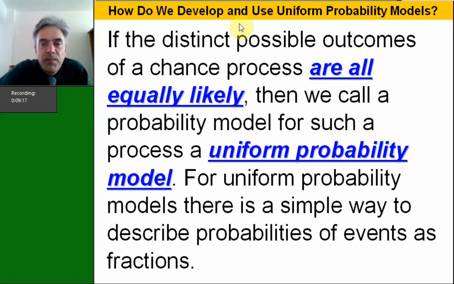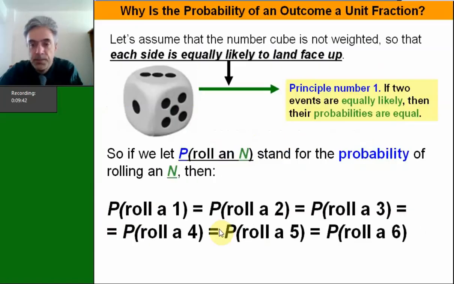So how do we develop and use uniform probability models? If the distinct possible outcomes of a chance process are all equally likely, then we call the probability model for such a process a uniform probability model. For a uniform probability model, there is a simple way to describe probabilities of an event as fractions. So let's see one example of this. Let's assume that a number cube is not weighted. It means it's not likely to favor any side against the other. So all the sides have the same chance to face up when you roll the dice.